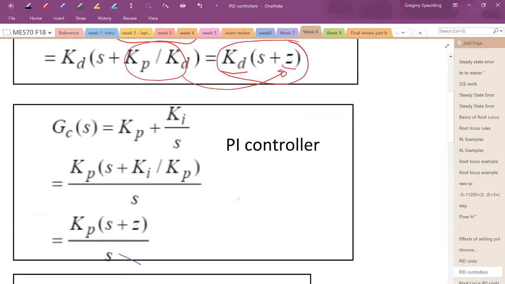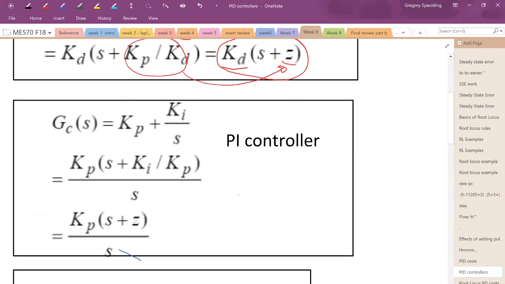Okay, we can do a similar thing for the PI controller. Okay, we start out with our KP and our KI, and then if we move them under a common denominator and factor out the KP, what we end up with is this equation here, KP times S plus KI over KP, divided by S. Okay, now again, this KI over KP we can think of as a Z, and what we end up with then is a gain, a zero, and a free integrator.